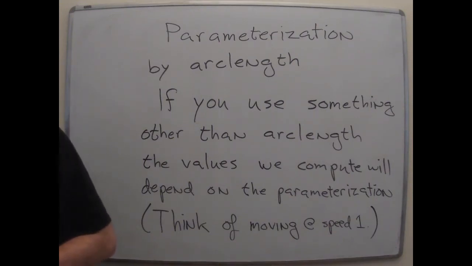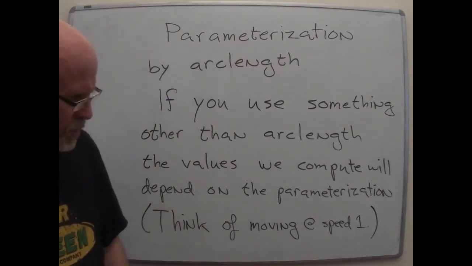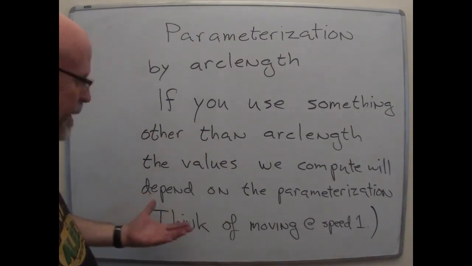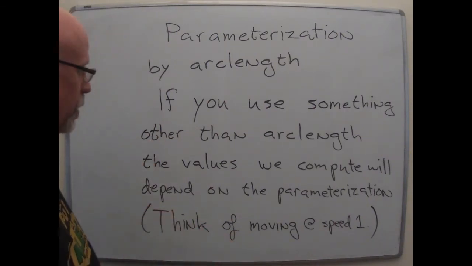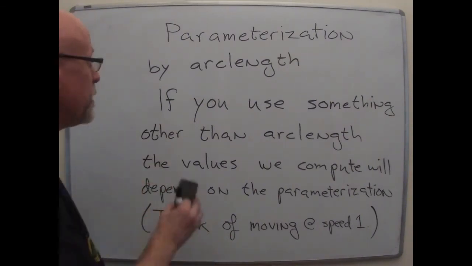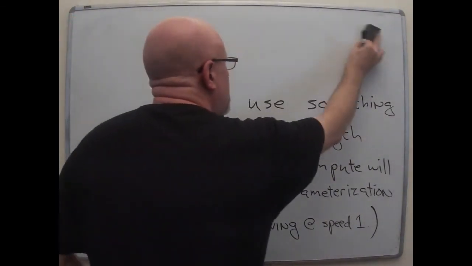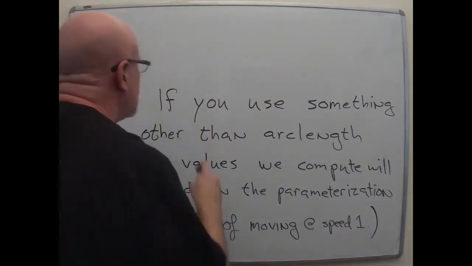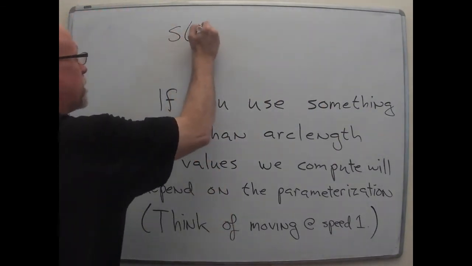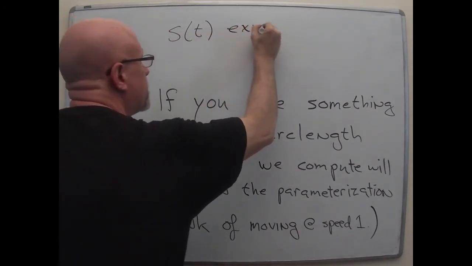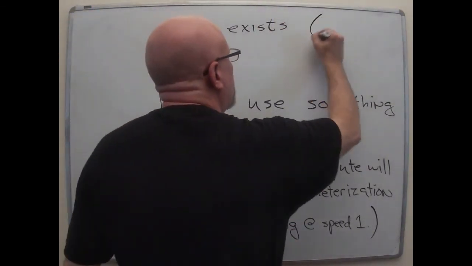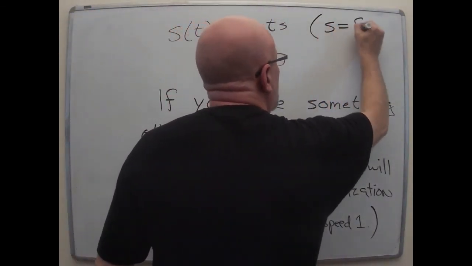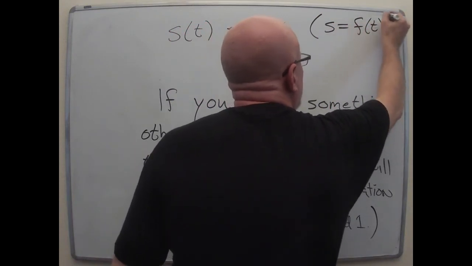All right, so what do we want to do? We usually have a parameter that's time, or best thought of as time, and we can't actually compute the arc length, but we know there is this relationship. So you know that s is a function of time. s of t exists. You might prefer to write it as s is some function of time, s equals f of t.